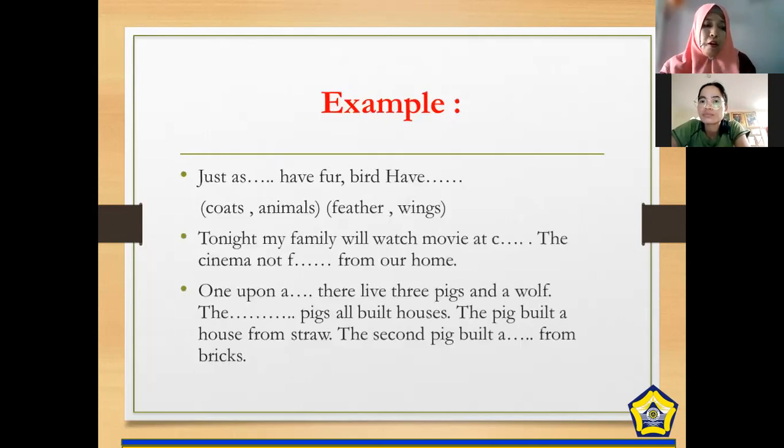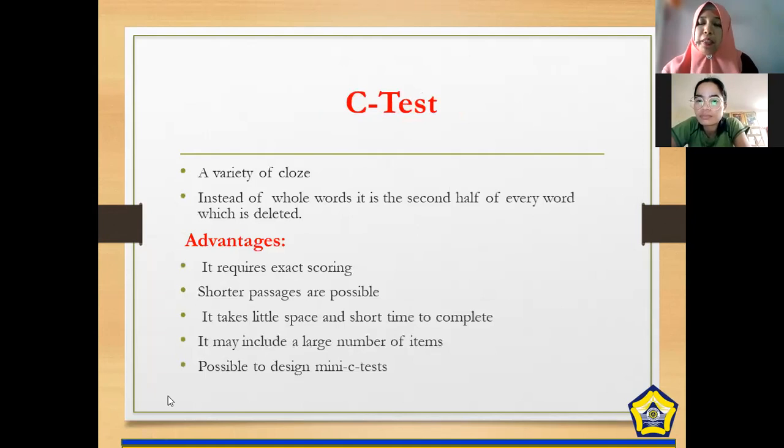This is the example of the cloze procedure. Just as blah blah blah have four, and then bird have blah blah blah, the answer. So this is the blank of words, words lost from the sentence. Okay, we continue to the C-test. The C-test is a variety of cloze. In the C-test, instead of the full word, it is the second half of every word which is deleted.